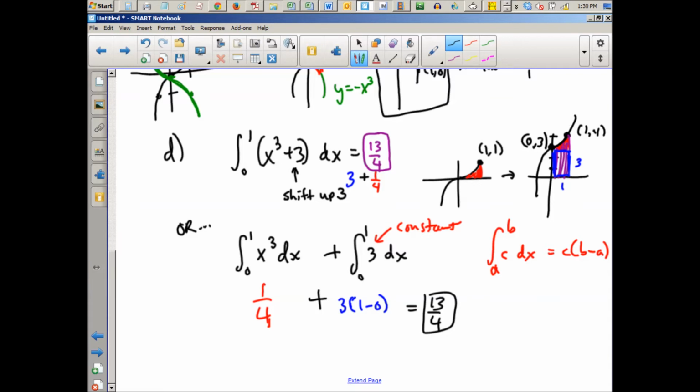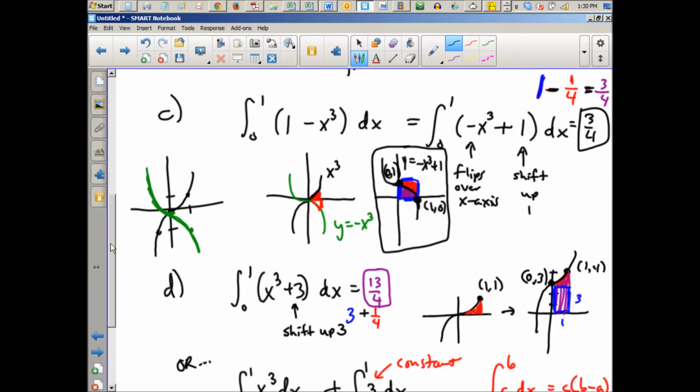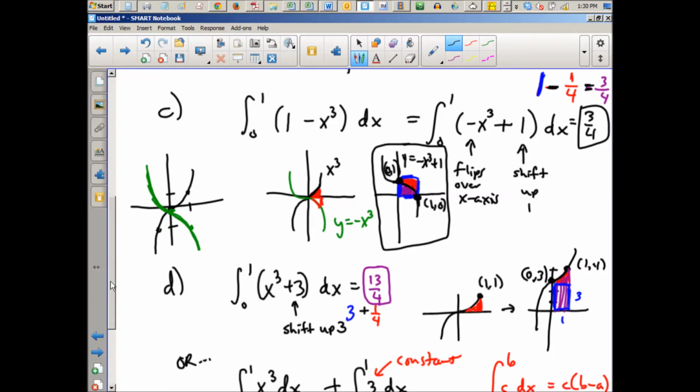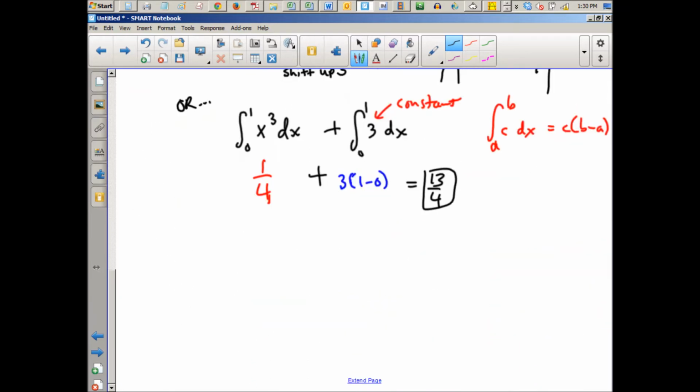Okay? Part C that we did a few minutes ago, that one also could be done by splitting it up into two problems. Maybe you should go back later tonight and look at part C and break it into two integrals and try it that way. Okay, and let's look at E. E says the integral from 0 to 1 of x cubed minus 1. See, on this one, I'm not going to draw a picture.